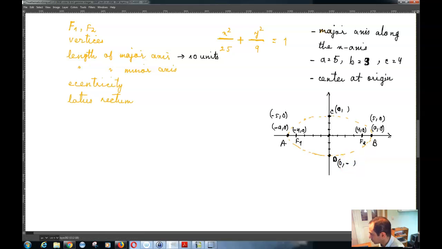So this is supposed to be b, and this is supposed to be b. So this point is 0 comma 3 and 0 comma negative 3. And so the length of the minor axis is basically 6 units.